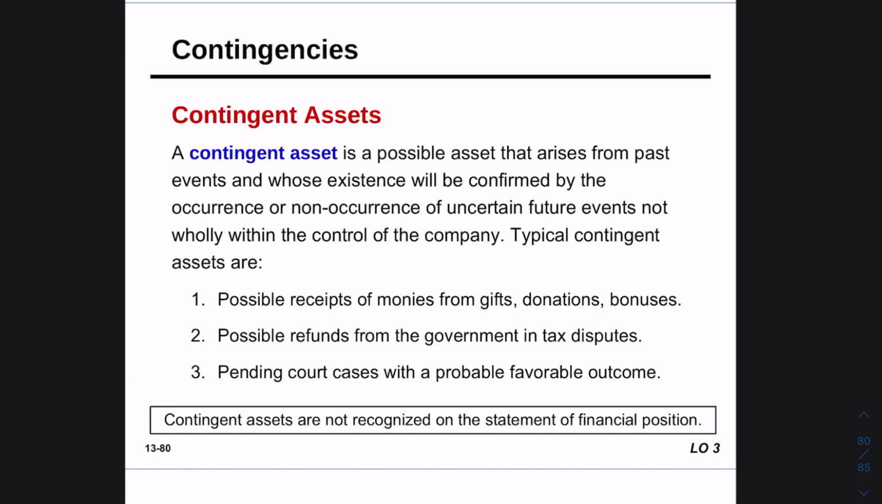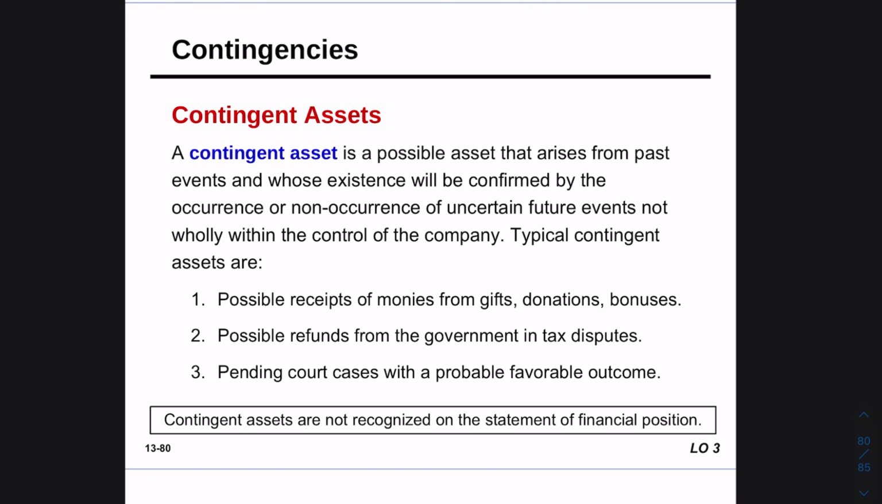Okay. And then we have contingent assets, which is the opposite of contingent liabilities. A contingent asset is a possible asset that arises from a past event. So it is a possibility from something that happened in the past, and whose existence will be confirmed by the occurrence or non-occurrence, it might happen, it might not, of uncertain future events not wholly within the control of the company.